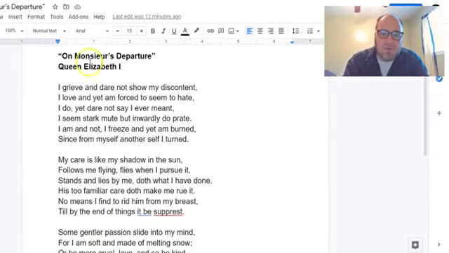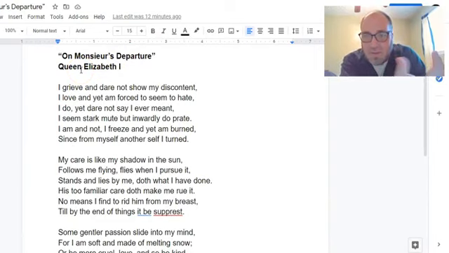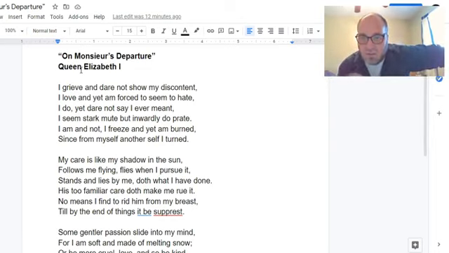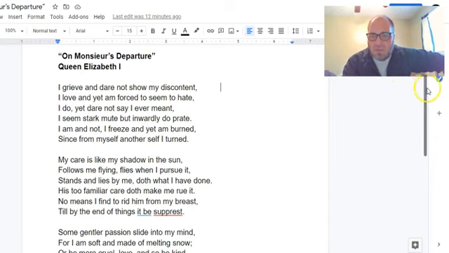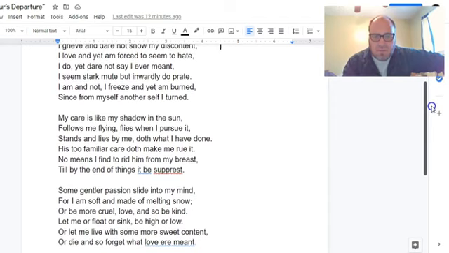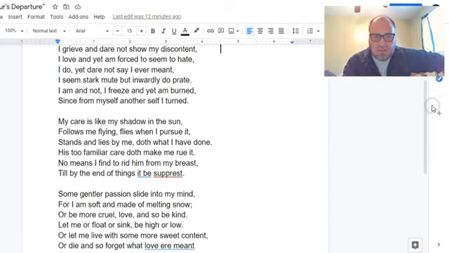It's called On Monsieur's Departure. Monsieur is like a Mr. in French, right? Like on Mr.'s departure, on his departure would be a way of thinking about it. But it tells you that it's a French guy she's writing about. And that leads most scholars to connect it to the Duke of Anjou because Anjou's in France. So we're going to read this really quickly, and then we'll go look at rhyme schemes and meters and all the stuff that we normally look at. Can I fit it all on one page?